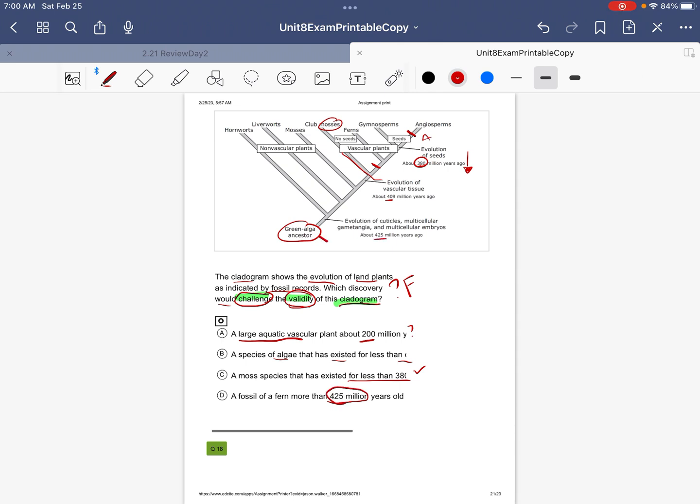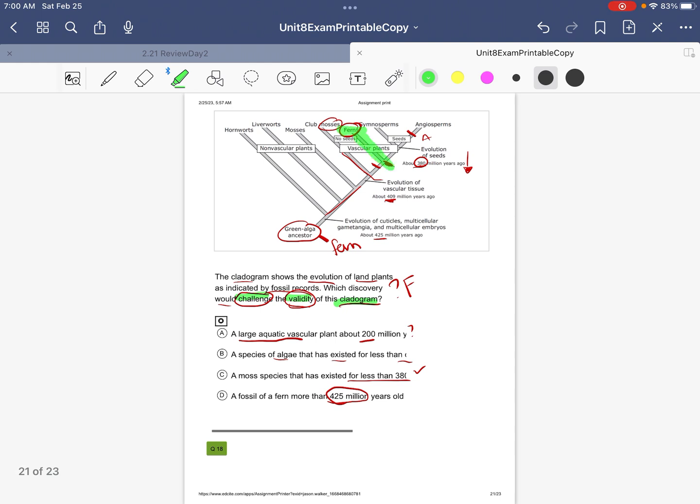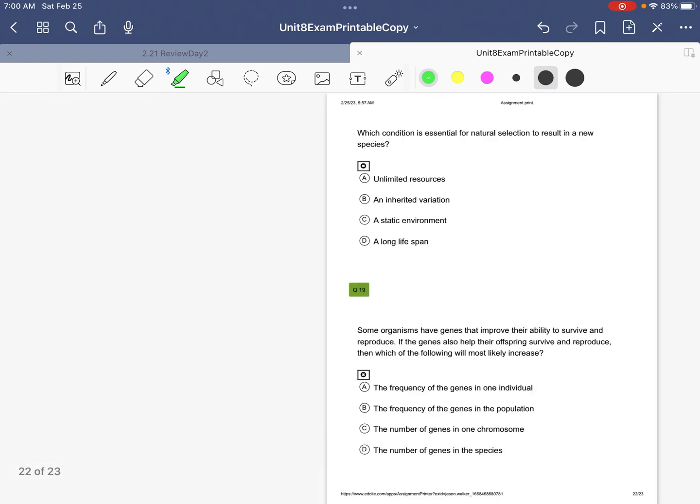So 425, that means I would have a fern somewhere over here, but ferns are not until after 409 million. So they're pretty young if you look at it there. That would make all of this wrong because we would say that ferns had all of these traits, when we don't see ferns until all the way over here. If we said they're down here, that would definitely challenge the graph that we see. It would not make sense. It would say that the ferns had all those traits. So that would be our best answer.